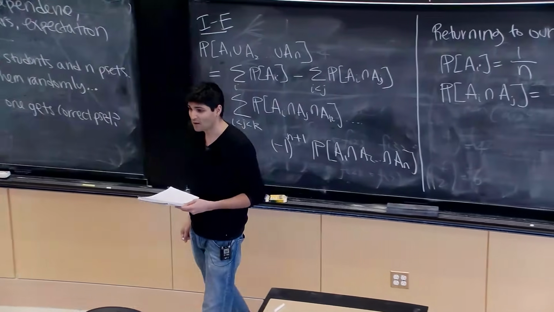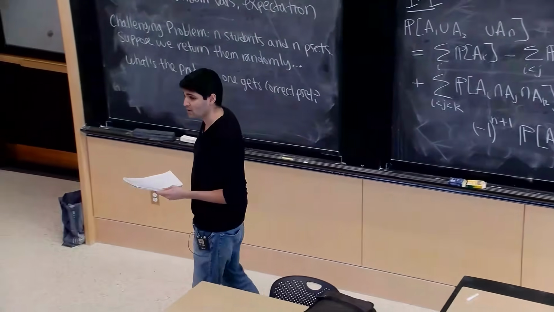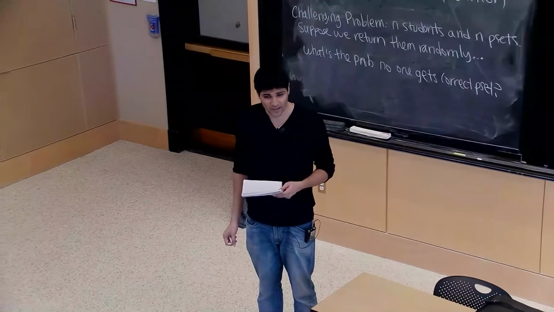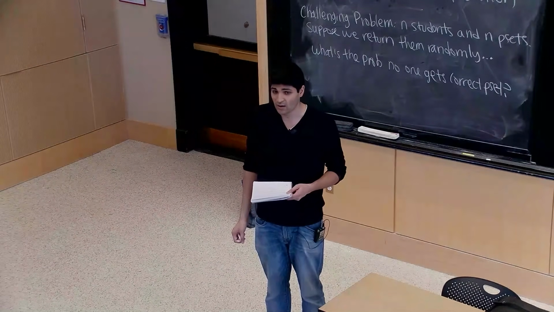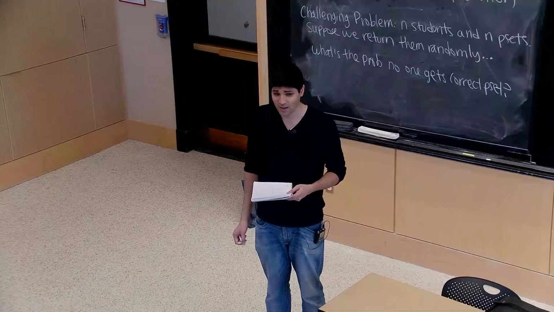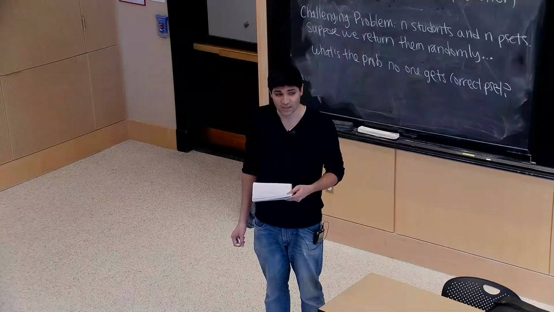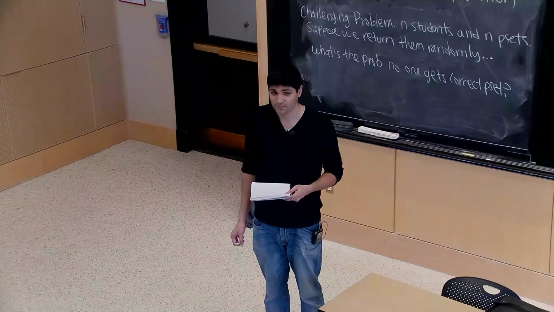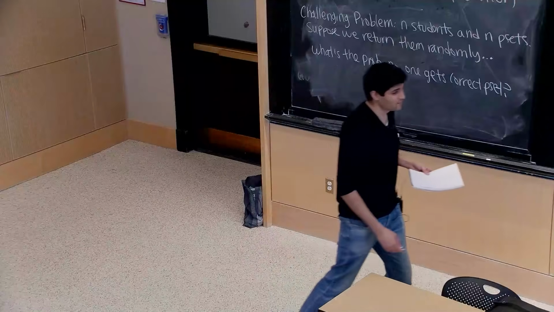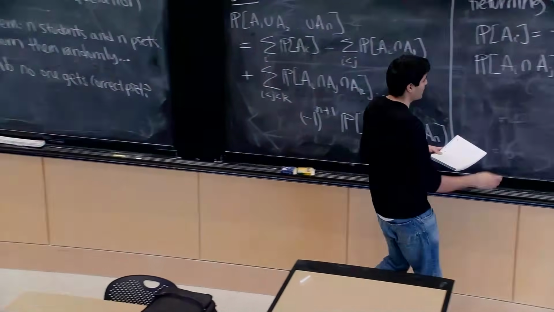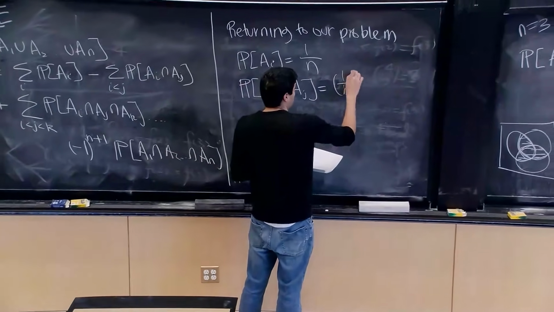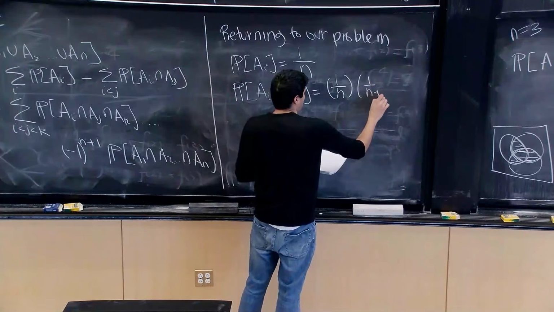So the probability that A_i and A_j happen is not 1 over n squared. It's very close to that. So who can help me out and tell me what the answer is for this? And then we should see the pattern, hopefully. Yeah? 1 over n times n minus 1. Perfect. That's right. 1 over n times 1 over n minus 1.